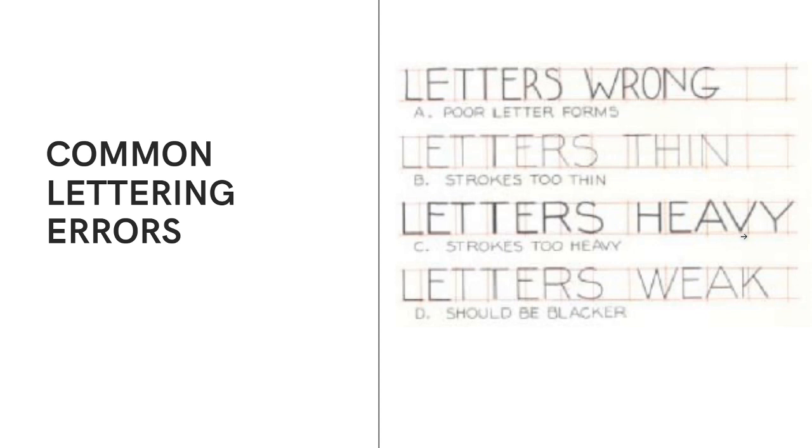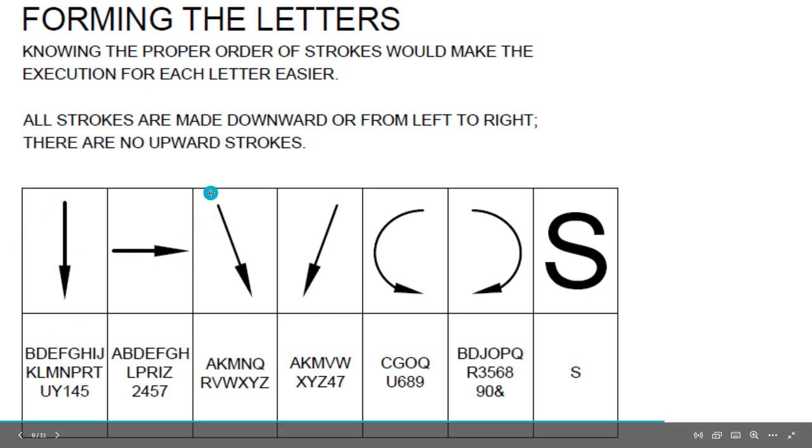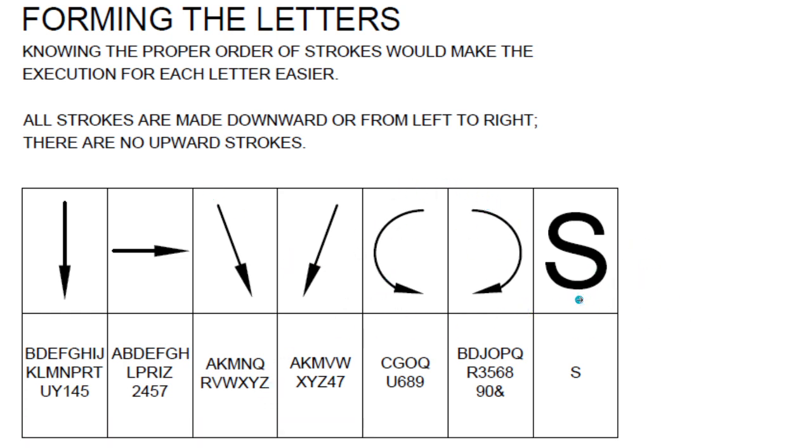If your lead is blunt, your strokes should be thicker compared to newly sharpened leads. Okay. So, forming the letters. There are different kinds of strokes. First, we have the vertical strokes, horizontal strokes, diagonal strokes, curve strokes, and the special case, which is the S stroke. All strokes are made downward, from top to bottom and from left to right, and there are no upward strokes.